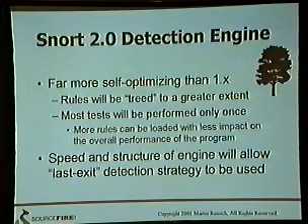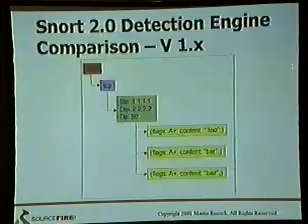The construction of this engine is going to allow us to do a last exit detection strategy. Because we're going to be so much faster than the existing system, we can spend more time in there and do more detection work. So we're going to put an option into Snort 2.0 to select the exit strategy from the detection engine, where you'll be able to say, pop out as soon as you hit an alert event, or show me all of the alert events.